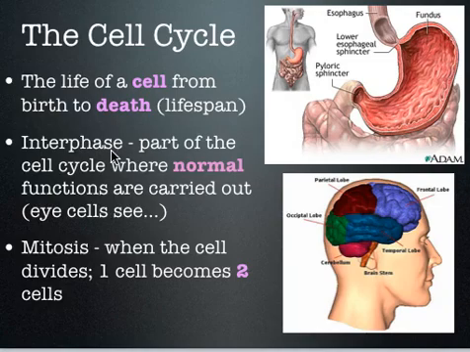Interphase, which is the longest part, is the part of the cycle where your cells do their normal function. For example, your eye cells see for you. Your stomach cells in this picture make your stomach acid for you. And your brain cells help you think and respond to your environment. The other part of the cell cycle is called mitosis, and that's when the cell itself, a cell in your eyeball, a cell in your stomach, actually splits in half. Okay, that's a type of reproduction.